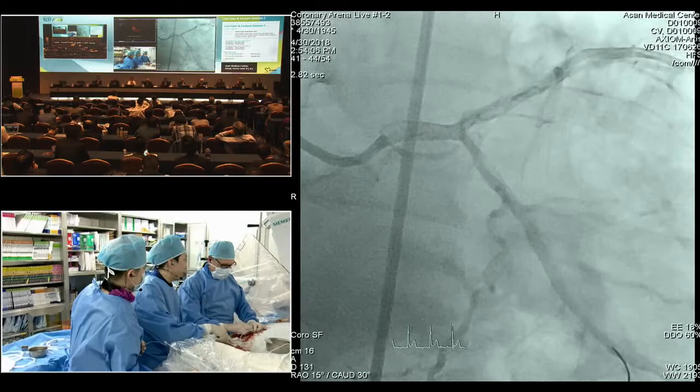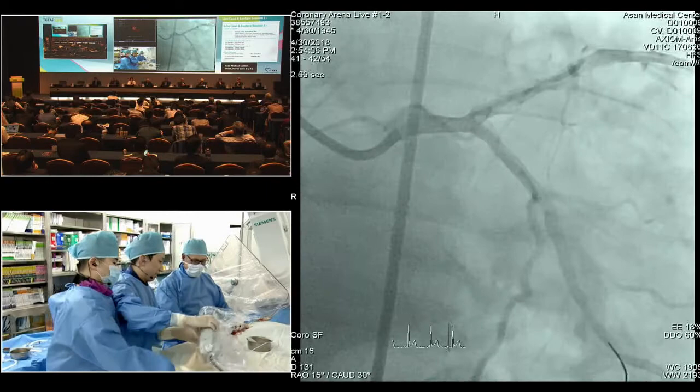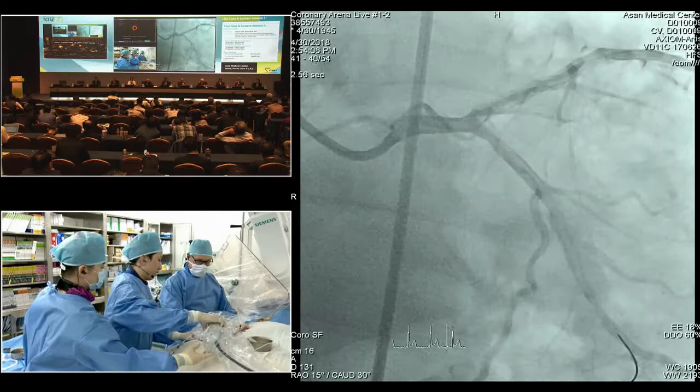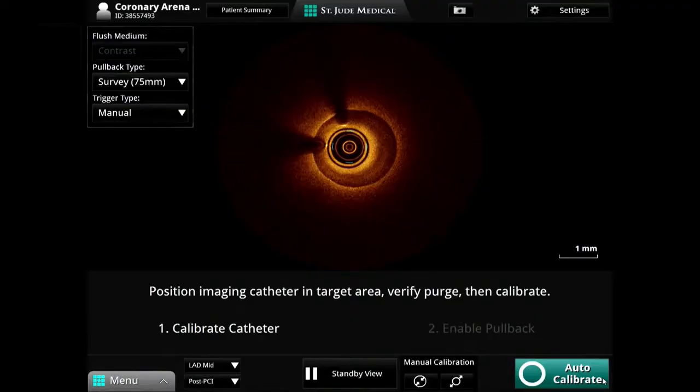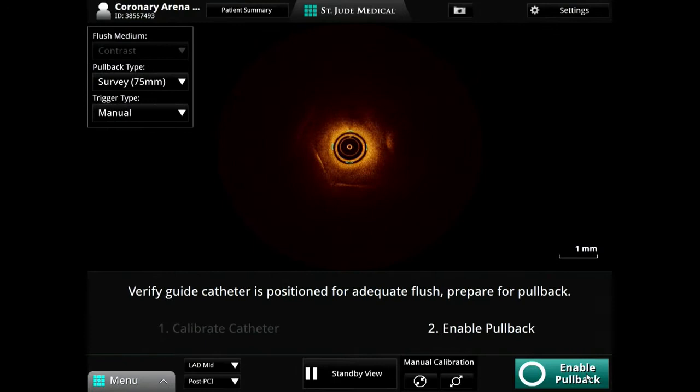Maybe better to use a guide extension to close off the side hole of the guiding. Good point. I think it's very important to have at least 5.5 cc per second in this big left main, or even 6 cc per second, if you want to have good images. So how much do we have? How much cc per second? The rate. 5, 4? 6 milliliters. 6, okay, perfect. Okay, good.